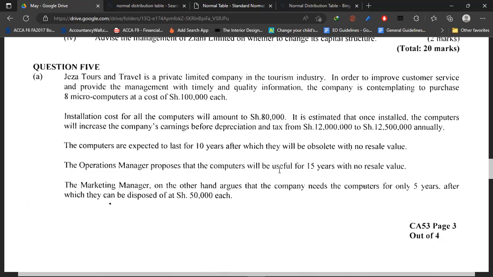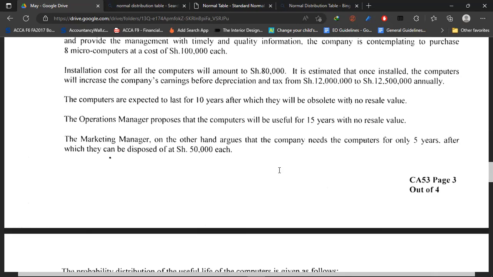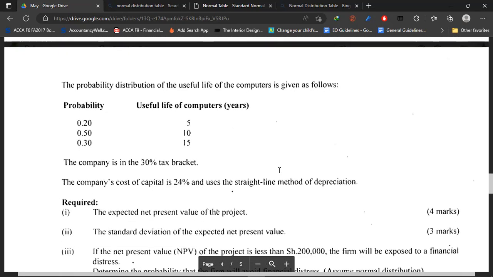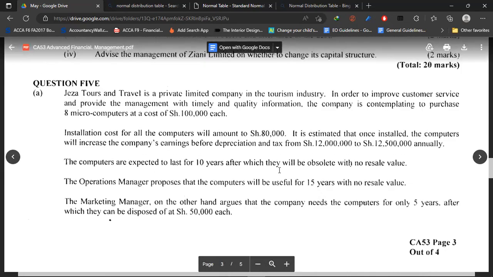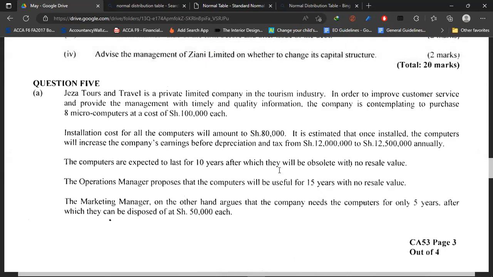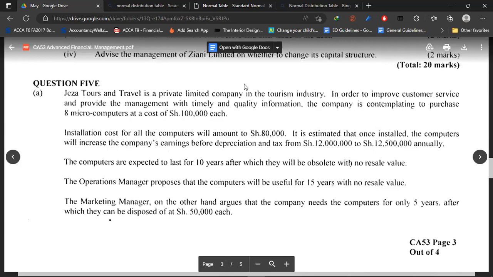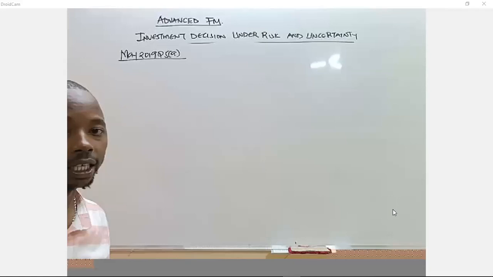Now, the first thing we want to get, looking at this scenario, is that the examiner is asking us to calculate the expected net present value. So the biggest question is, how am I going to get the expected net present value? This is what you have to do here.